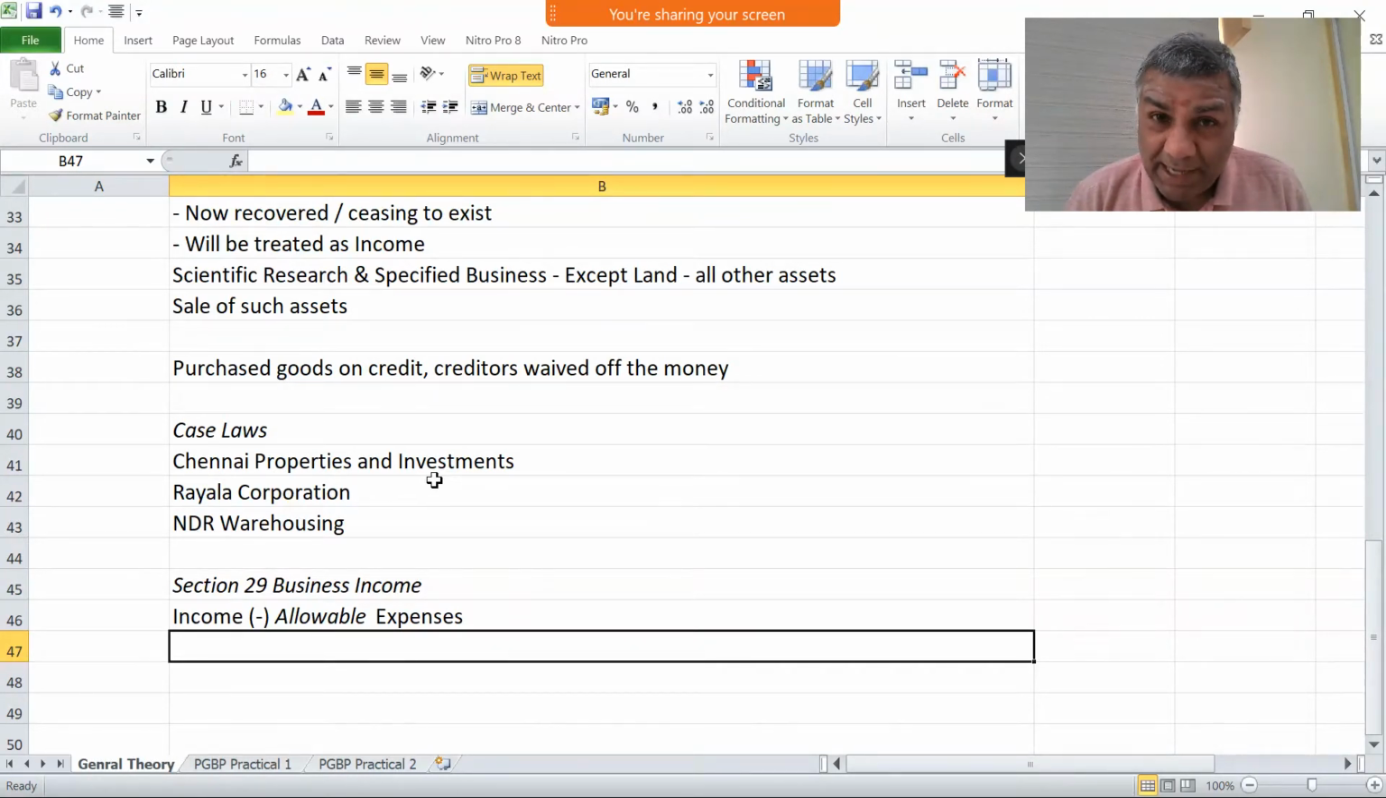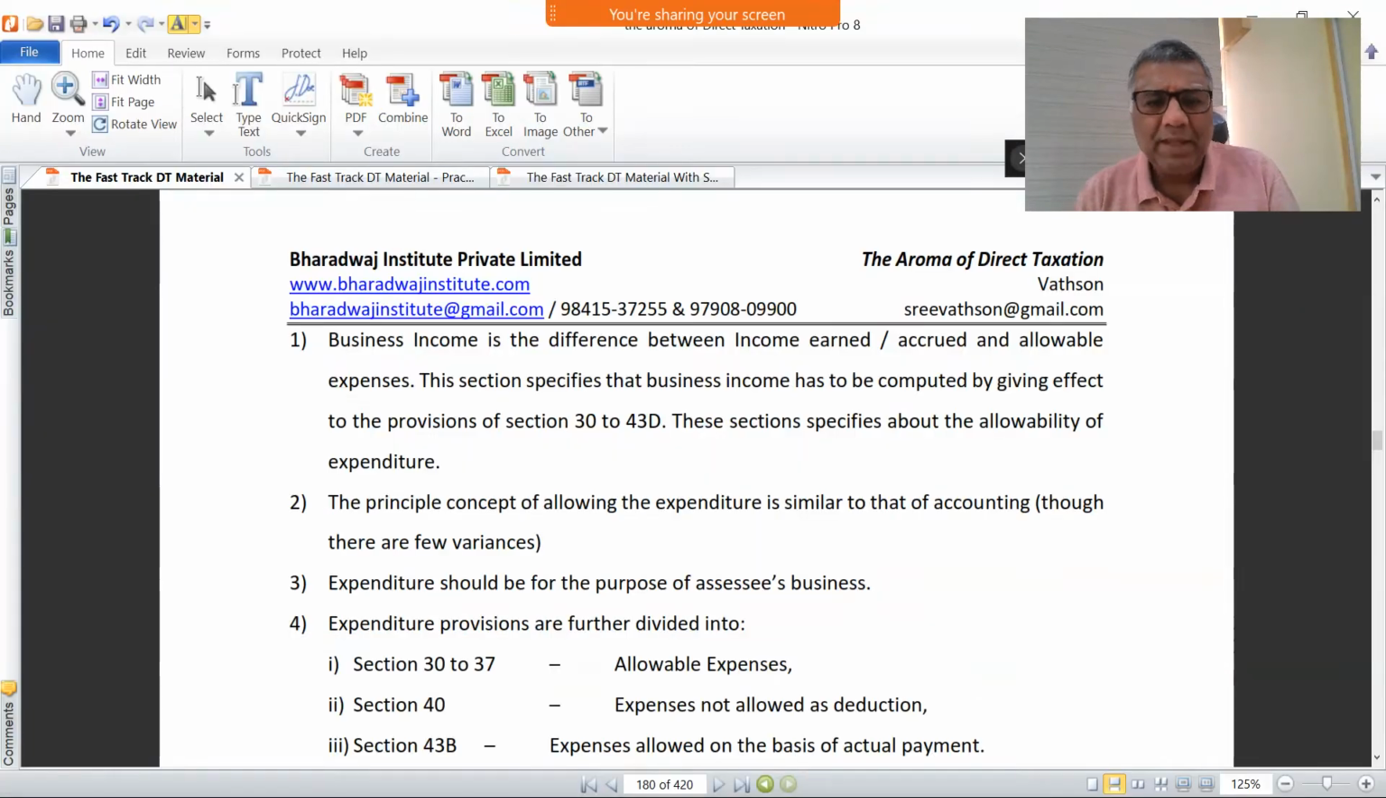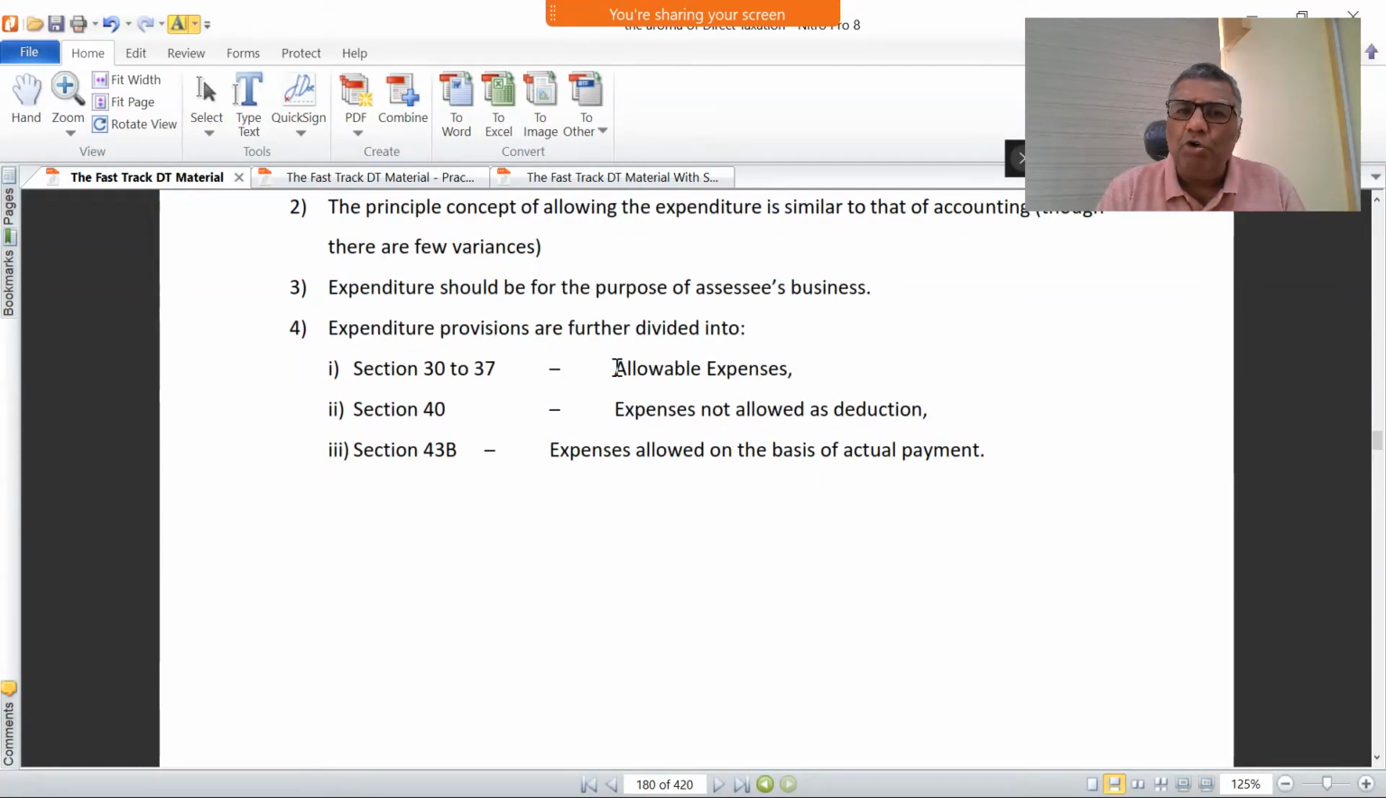Whatever is allowable expenses can be claimed. And these allowable expenses are split into expressly allowed by the law, 30 to 37. Expenses not allowed, expressly disallowed by the law, 40 and 40A. Allowed on cash basis, on the basis of payment, 43B. Repeating. Expenses expressly allowed, 30 to 37. Disallowed, 40 and 40A. Allowed only if you make the actual payment, 43B.